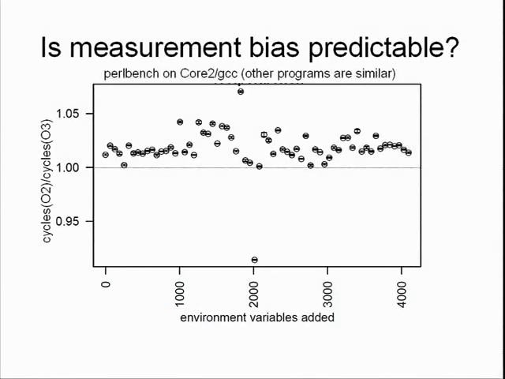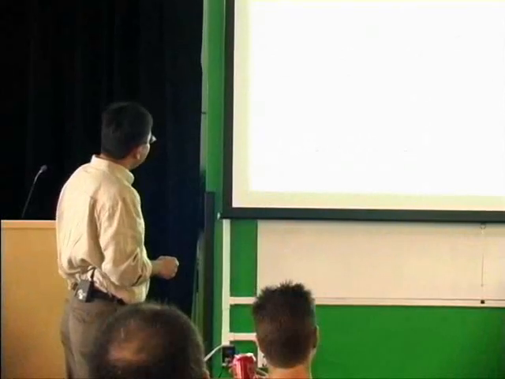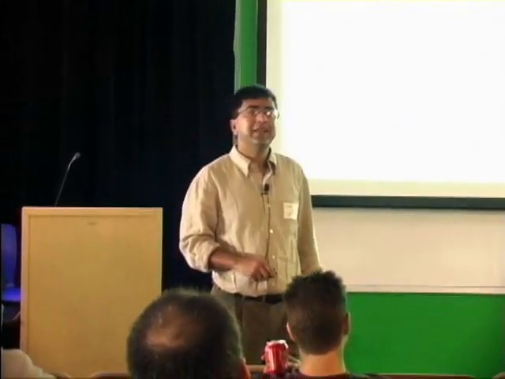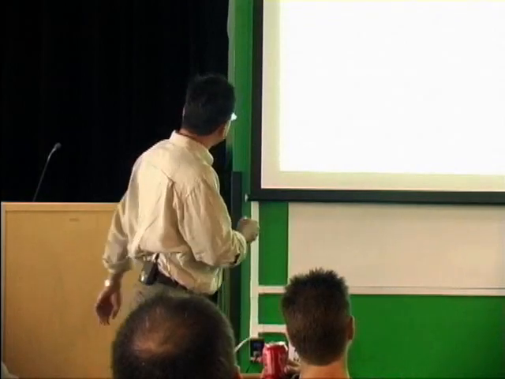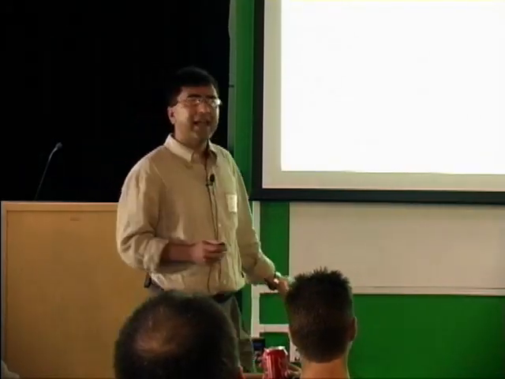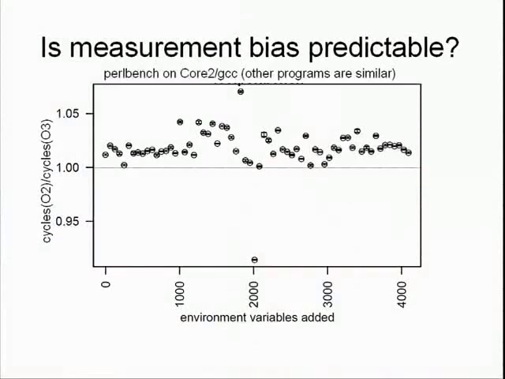Now, the next thing to ask is, is measurement bias predictable? If it's predictable, then maybe we can get around it somehow. So what this does is that it takes the violin for one of the benchmarks, Perl bench, and it gives you all the points that lie within that violin. And the data for the other benchmarks are similar, so I omit that. And the x-axis gives you the environment size, so basically the size of this dummy environment variable. And the y-axis gives you the execution time of O2 over O3, so the ratio that we have been looking at all along.